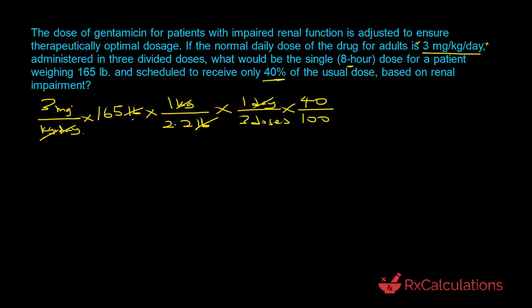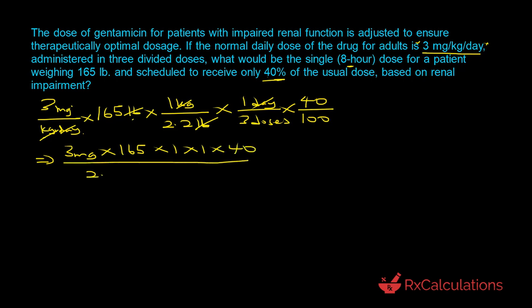And so now we are at the point where we can basically multiply all the terms in the numerator and divide by all the terms in the denominator. And so what that will look like is you have 3 milligrams times 165 times 1 times 1 times 40 divided by 2.2 times 3 doses times 100. And this will be equal to 30 milligrams per dose.